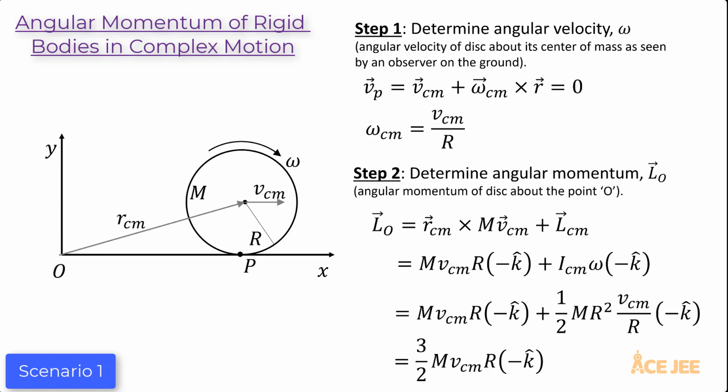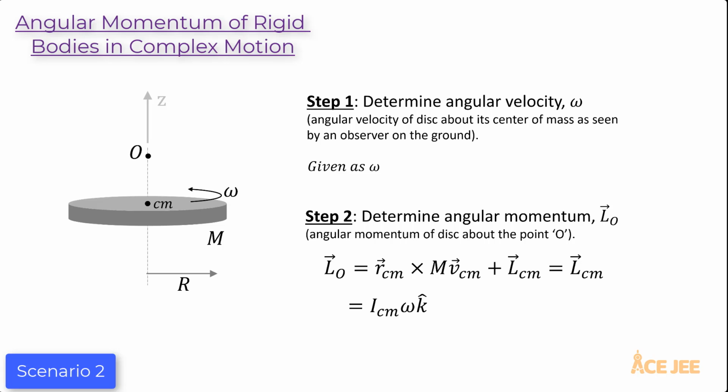So the net angular momentum is 3 by 2 m Vcm, that is the velocity of the center of mass, times r, the radius of the disk. And the direction of the net angular momentum is towards the minus z direction. Now, before we go any further, let's see what would happen if the center of mass was stationary, in which case the angular momentum about any point in space will simply be equal to the angular momentum of the body about its center of mass.